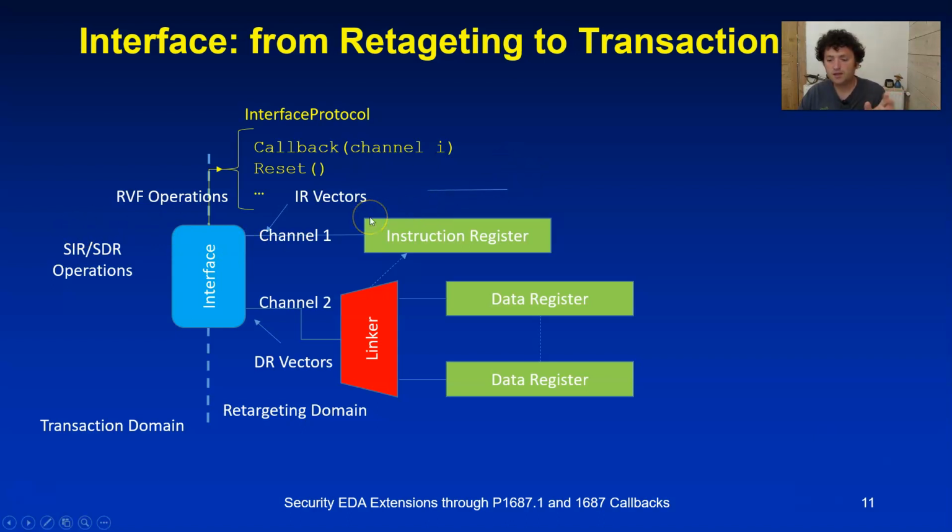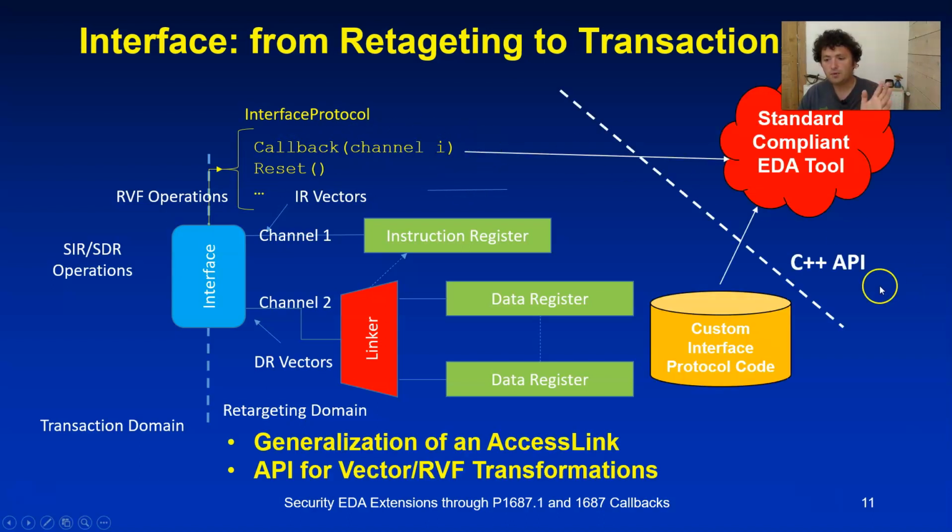This is what in P1687.1 terms we call an RVF operation, using this relocatable vector format. And once more, if we define this interface, we might be able to provide an API for a standard-compliant tool that will take the code that implements these callbacks and make the transformations from the retargeting to the transaction domain without actually knowing what is going on. So this is a generalization of the access link, and we need this API to make this transformation between the vectors and the RVF format.